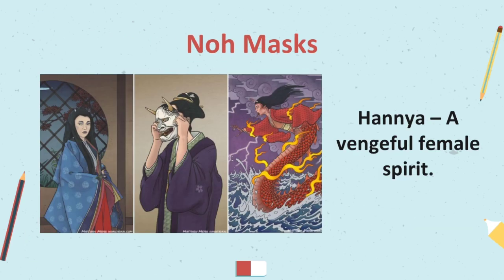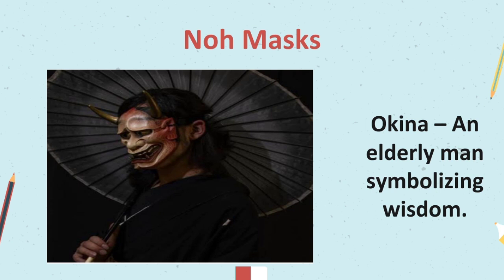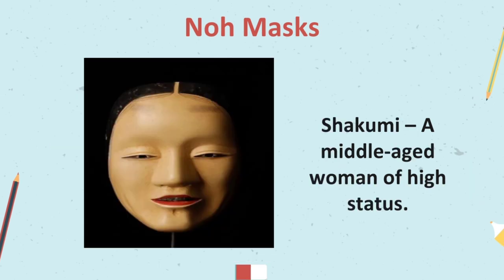For the Noh mask, mostly used in Japan, traditional Japanese masks are made of carved wood used in Noh theater. The first one is the Hannya, a jealous or vengeful female spirit. We also have the Okina, a wise old man, and a Shakumi, a noble young woman.